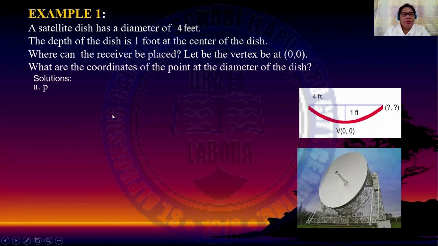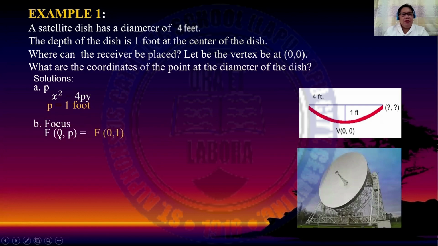For the solutions, we have to find the value of P. Now, the standard equation of the parabola that we will use is x squared is equal to 4py because the vertex is at the origin and the parabola opens upward. From here to here, this will serve as the value of P. So, that is 1 foot. And since the value from here to here is 1 foot, so P is equivalent to 1 foot. So, for the focus, 0, P, so that is 0, 1.